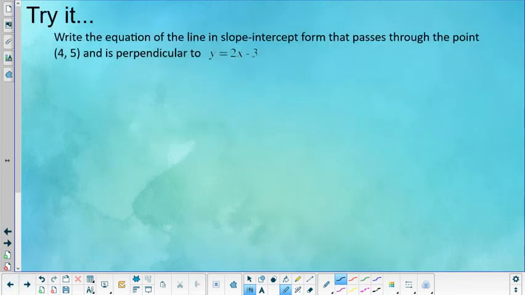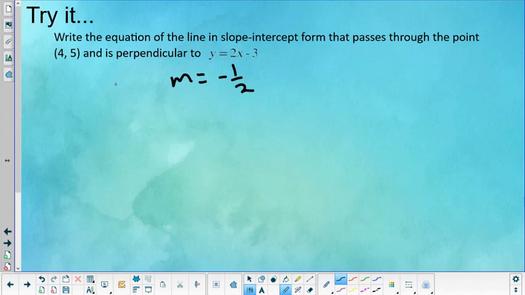So here's one for you to try. We want to know what line is perpendicular to y equals 2x minus 3 that passes through 4, 5. Go ahead and pause your video. All right. So our original slope was 2. So the opposite reciprocal, the opposite would be negative 2, and the reciprocal would be 1/2. So in my new equation, m is going to be negative 1/2.